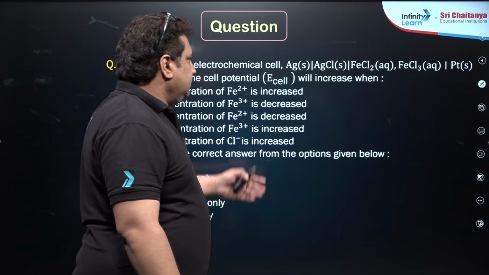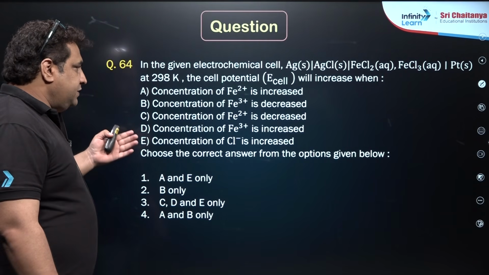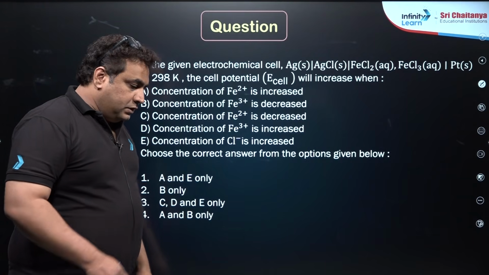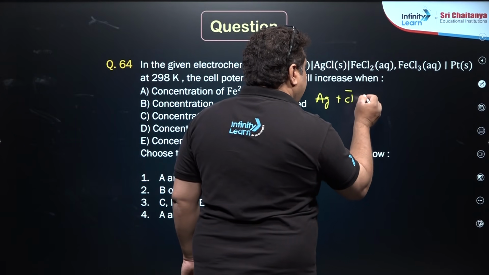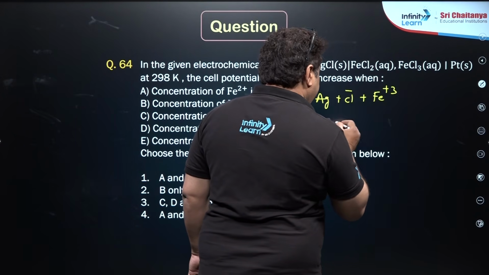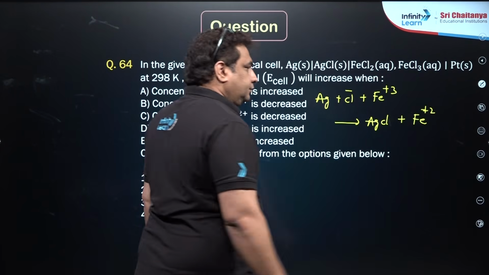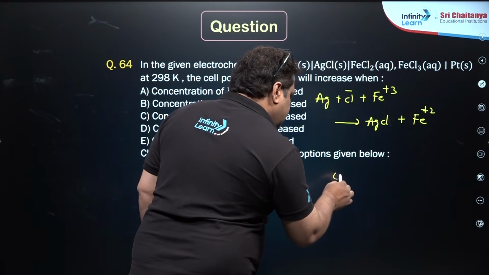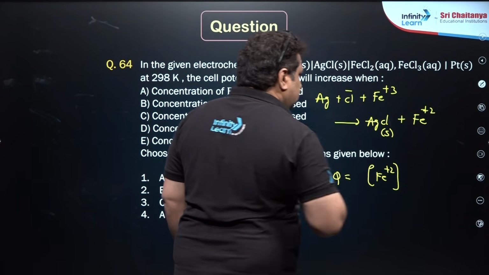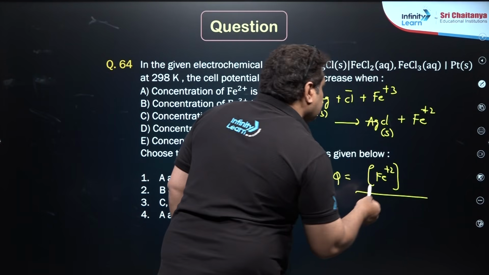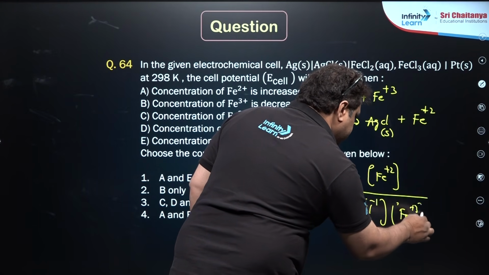Now 64. In the given electrochemical cell, silver to silver chloride, ferrous to ferric chloride in platinum electrode. He is asking which concentration is changed, then how it will affect the E cell. So, first we should know the cell equation. So, here you can see from this we can easily say that Ag plus chloride ion plus Fe plus 3 give rise to AgCl plus Fe plus 2. So, based upon this, Q can be written as concentration of Fe plus 2, because this is solid, it is ignored, upon concentration of chloride ions into concentration of Fe plus 3 ions.